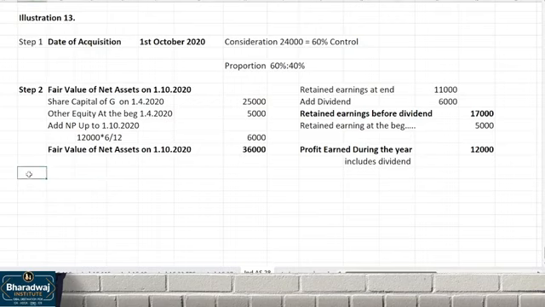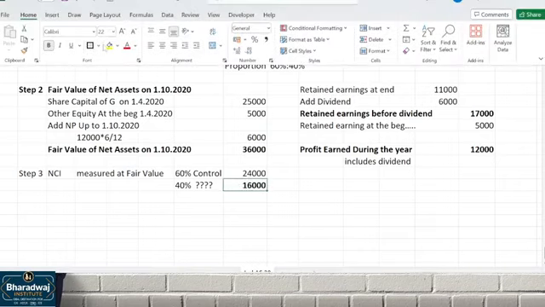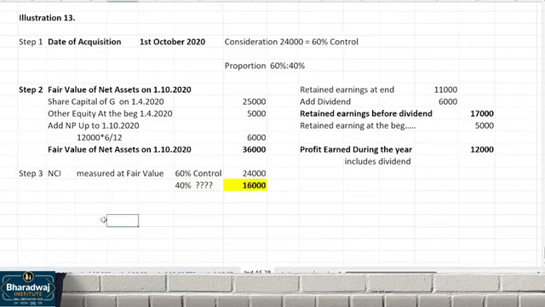Shall we? What is the next step? NCI measured at fair value. Simple. For 60% control, how much have you paid? 24,000. For 40%, how much? This is the NCI value.